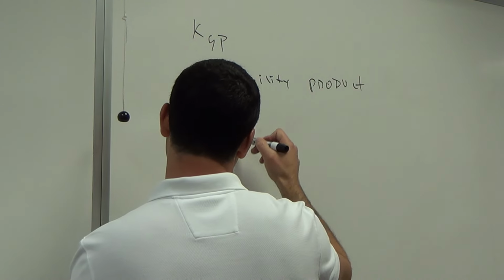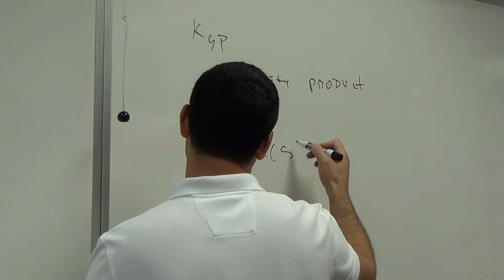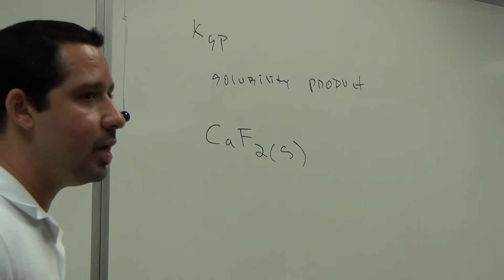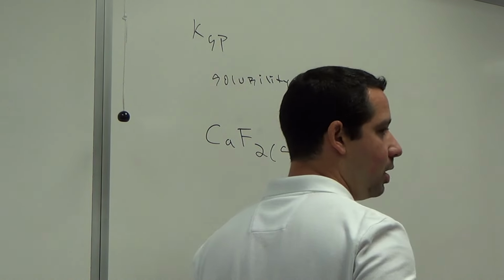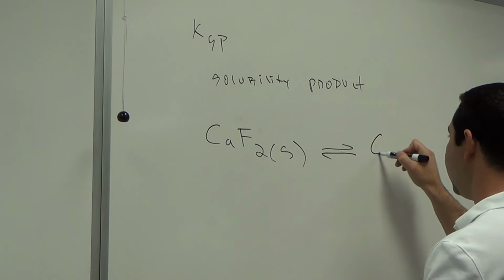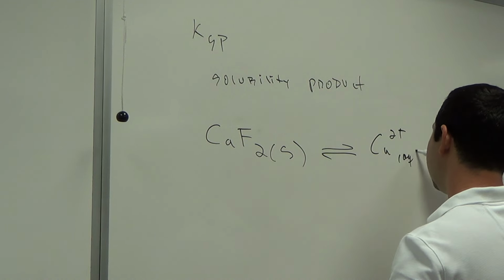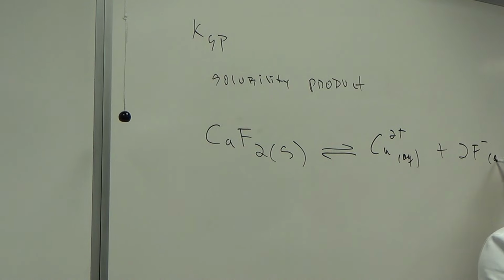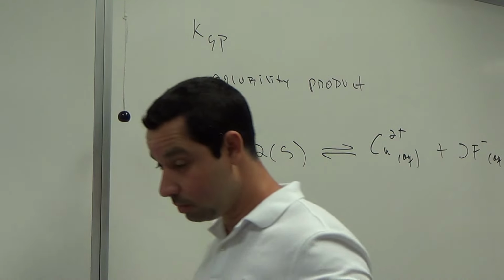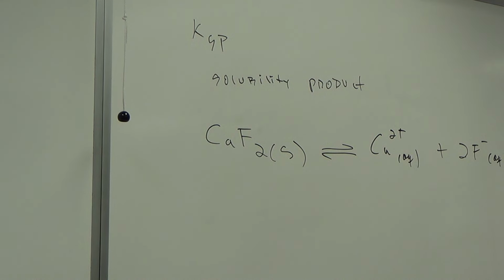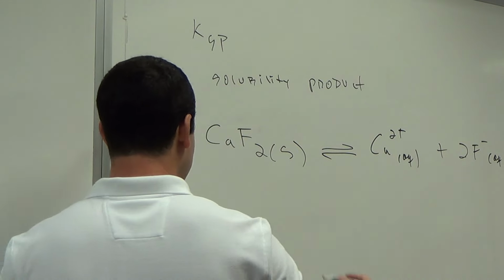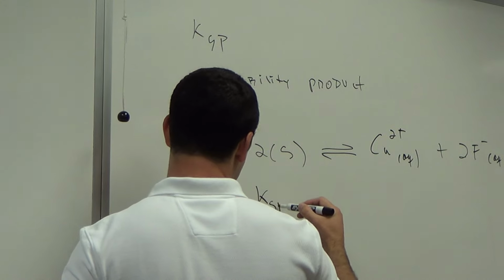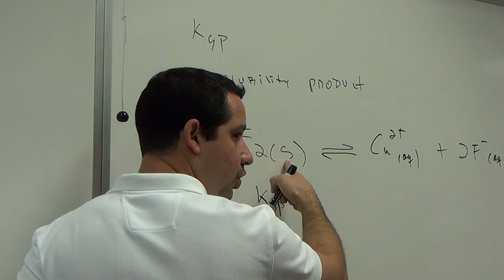Let's say I have calcium fluoride as a solid, and I add that to water, and it will form Ca2 plus and 2F minus. Do you agree? Yes. So basically a solid will ionize into a cation and an anion. I am going to call this KSP when that is a solid.